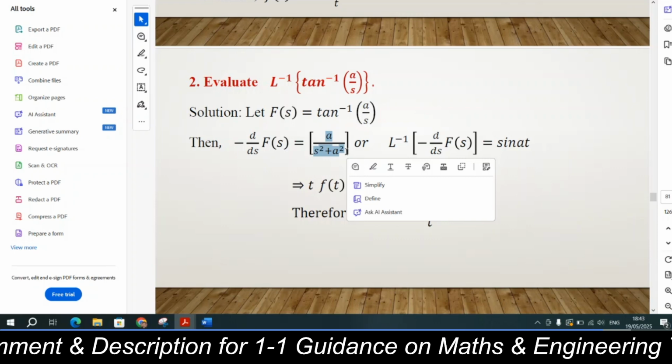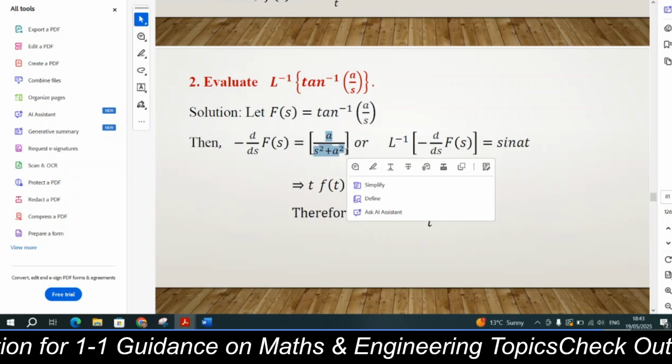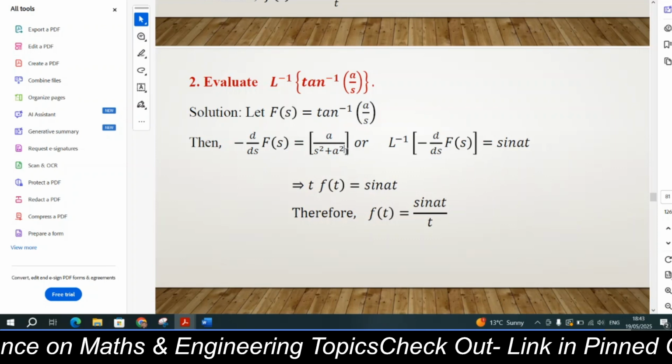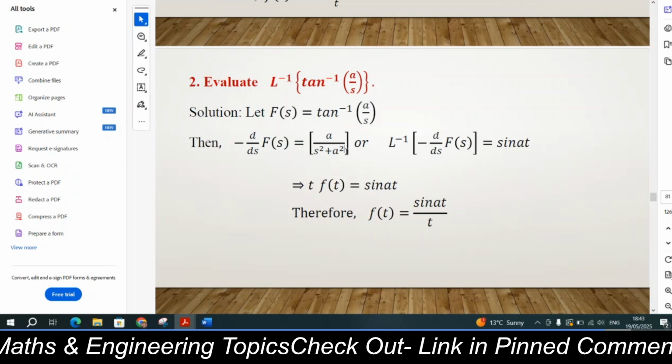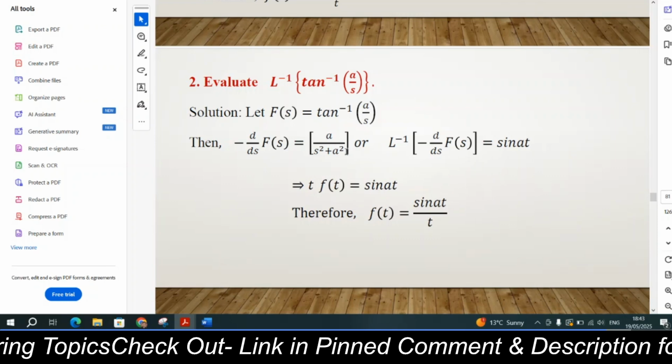Let's proceed to the next problem. Inverse Laplace of tan inverse a by s. Again, tan inverse a by s is an inverse trigonometric function, and we do not have a direct formula, so we have differentiated it. The negative differentiation makes it a by s square plus a square.